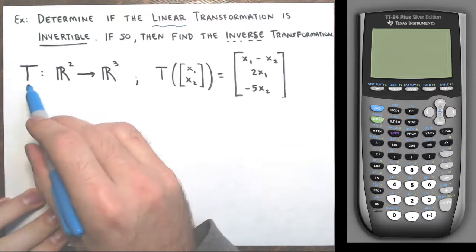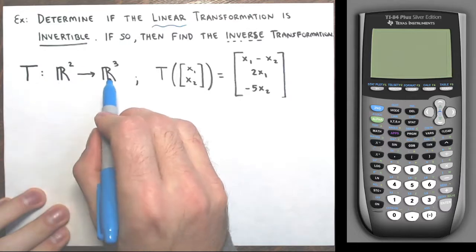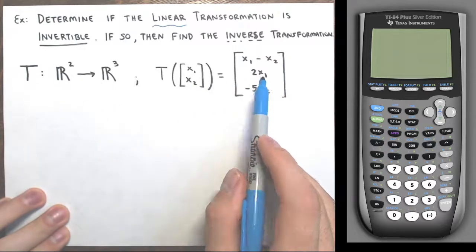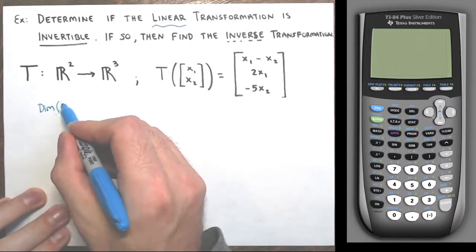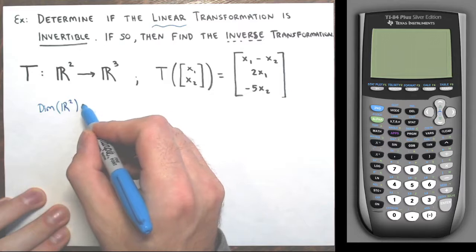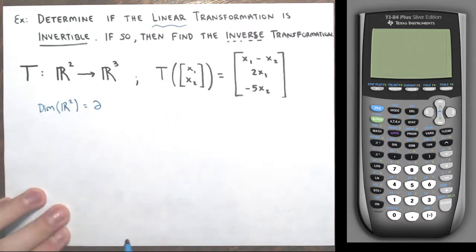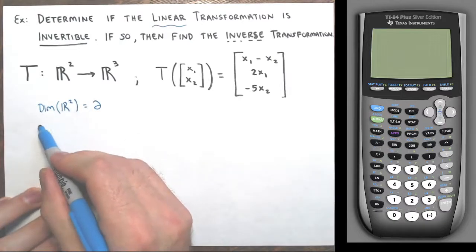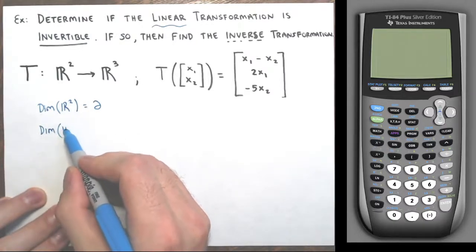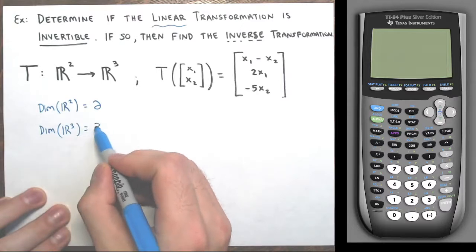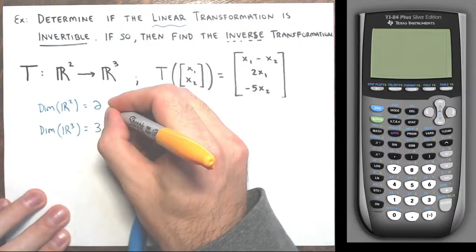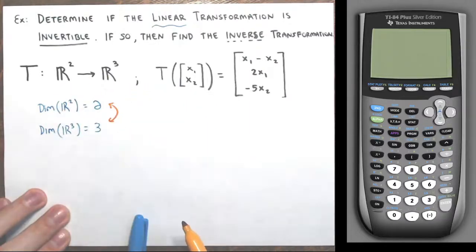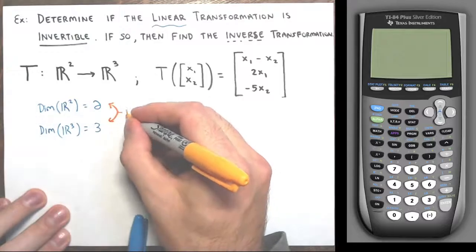I have a transformation from R2 to R3, which takes this vector from R2 to this vector from R3. Again, this one is very simple to determine. The dimension of the domain is 2. We've seen Euclidean spaces plenty of times now, so we know that's 2. The dimension of R3 is 3. These are not the same. The dimension of the domain is not equal to the dimension of the codomain.